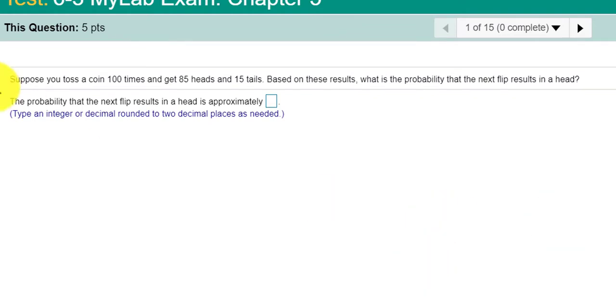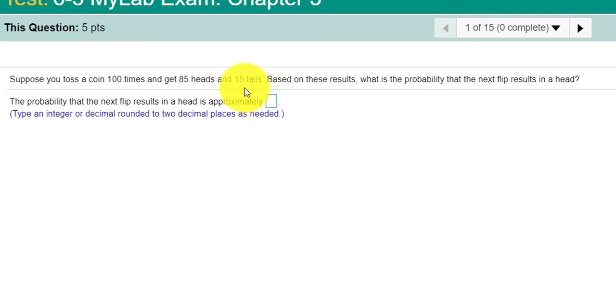So first, it looks like you toss a coin 100 times, you get 85 heads and 15 tails. Based on these results, what is the probability that the next flip is a head? Well, ordinarily, if we knew the coin was fair, it's always going to be 50-50, right? The probability of getting a head or a tail is always going to be 50% on the next coin toss, excuse me. Got marbles in my mouth.